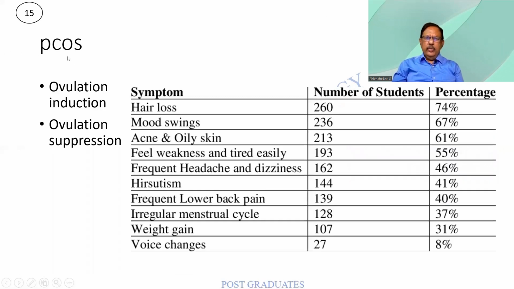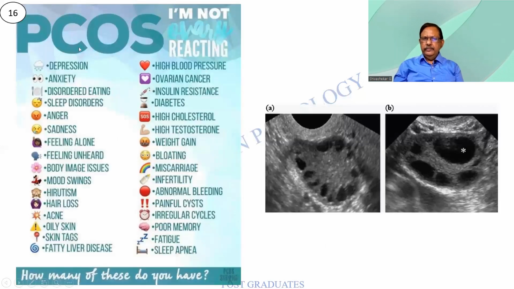The polycystic ovary, you find that these are the syndromes, a study that has been conducted on the students, and you find that various factors can be over here. The problem with the polycystic ovary is there can be ovulation induction or there can be ovulation suppression. Both are probable. And this is a list of symptoms and signs. See what you can find in your patient.